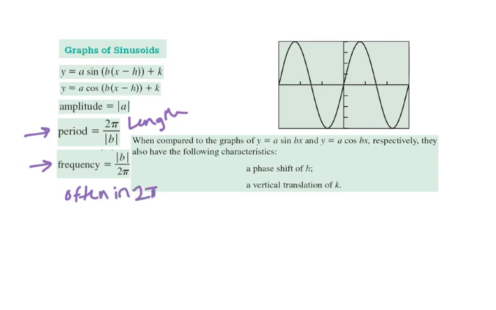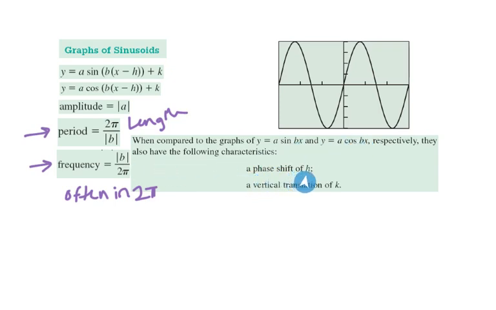So how often in one revolution would it repeat itself? Just something to remember. The next thing here, just reading in, when compared to the graphs of y equals a sine bx and y equals a cosine bx, so they've omitted the h and the k here, they also have the following characteristics.